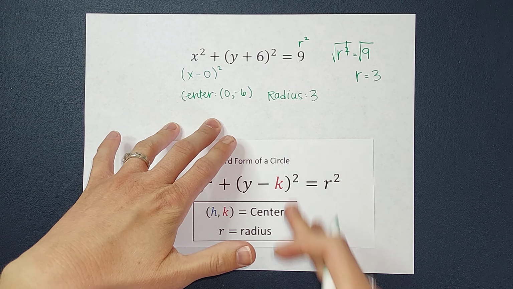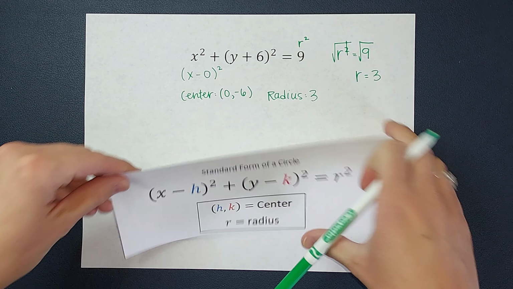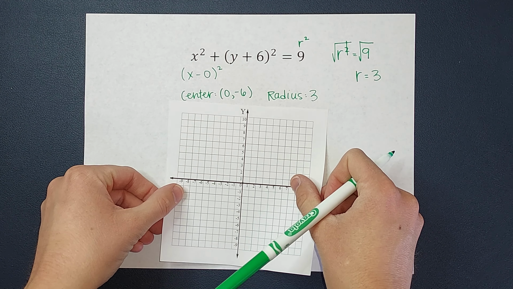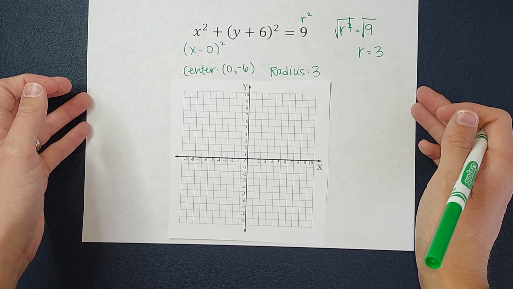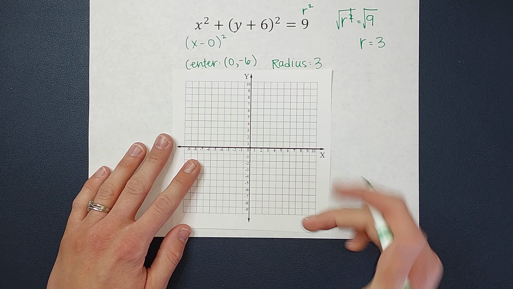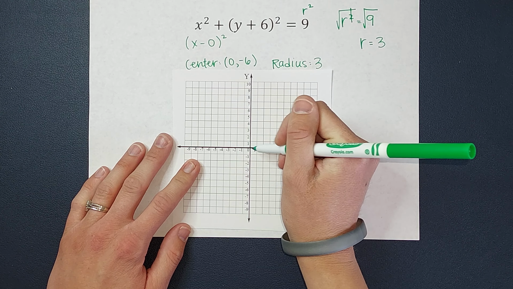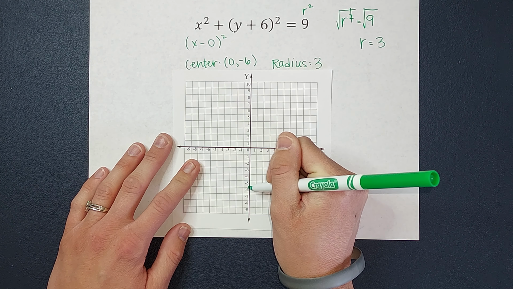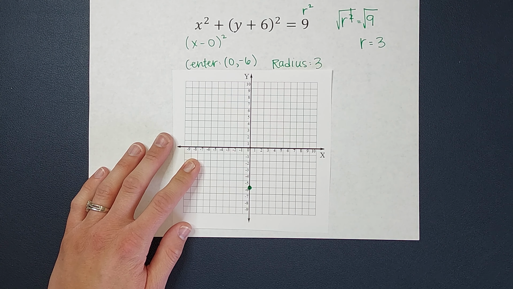Now that I have the center and the radius, I can go ahead and graph this. So here is my coordinate plane here. I'm going to scoot up just a little. Okay, my center is 0, negative 6, which means I don't go right and left at all, and I go down 6. 1, 2, 3, 4, 5, 6, okay? That is the center of my circle.